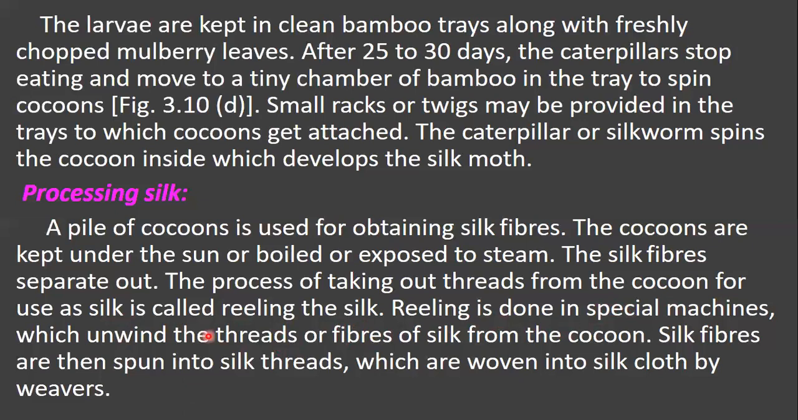By reeling, the threads or the fibers of silk are unwound from the cocoon. The silk fibers are then spun into silk threads. Spun into silk threads means they are twisted or turned around and around, and they are then ready to be woven into silk cloth by the weavers.